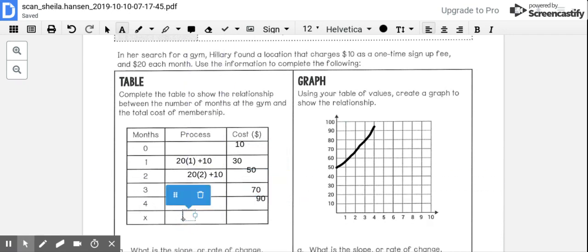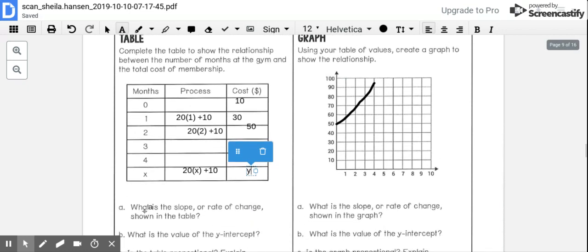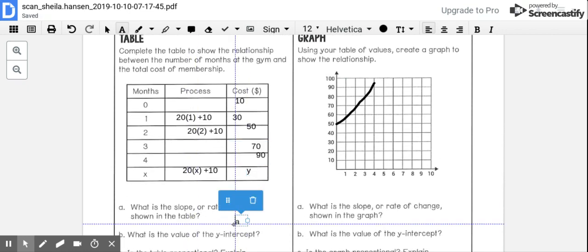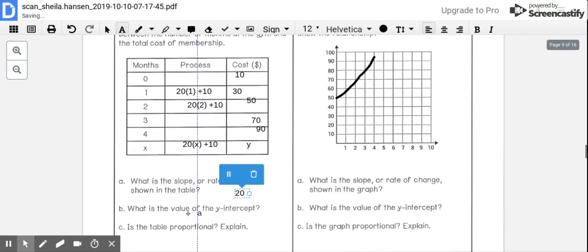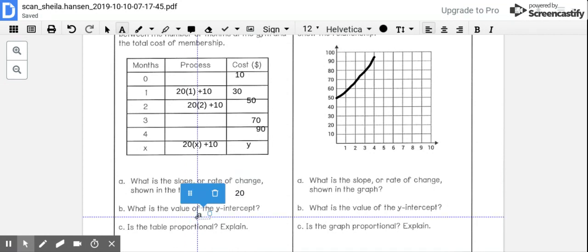And then down here, so this is where you get your equation basically. So we take our constant times whatever number of months we want to, and then we still have to add that membership fee, and that will give us our y. So on this one, what is the slope or rate of change? So on this one, the slope is 20, because every single time you're multiplying by 20. So the value of the y-intercept, that is your one-time fee of $10.